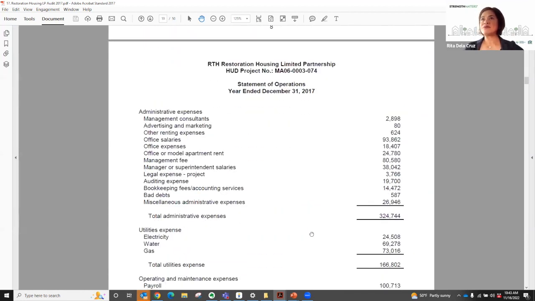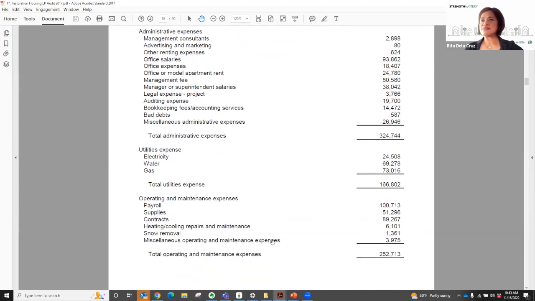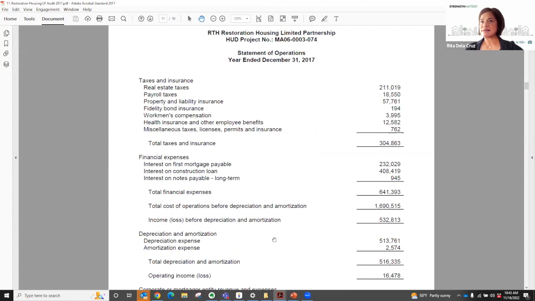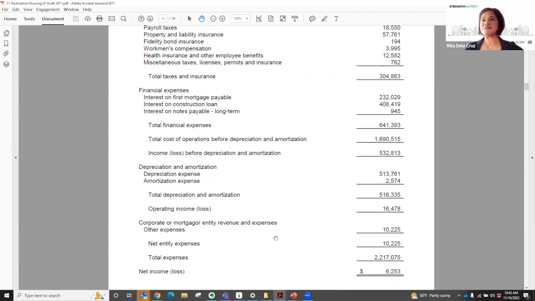And these are the expenses also. This is almost templated. You would see the same way each time, every time you look at an affordable housing project. You have administrative expenses, utilities expenses, operating and maintenance, taxes and insurance, financial expenses, and then all of the other expenses, non-cash depreciation and amortization, and the below the line related party expenses, which are included in the net entity expenses. So sometimes you'll see this detail in the back as a supplement.